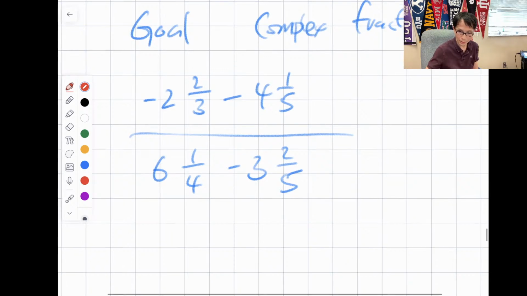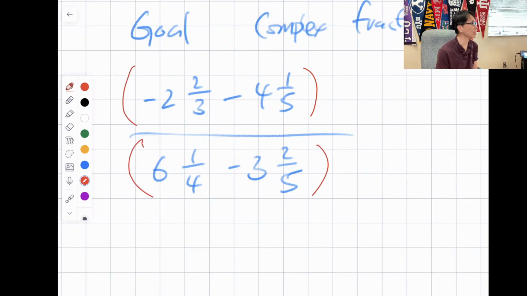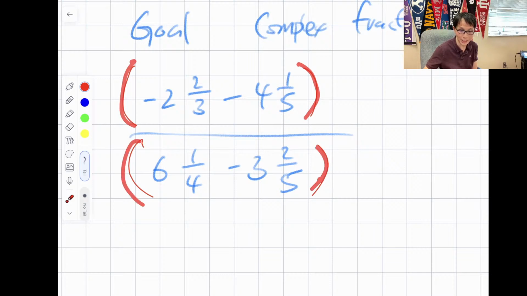There is a parenthesis in the numerator. There's a parenthesis in the denominator. They don't have to write it, but it's always there. That gives you the order of operations. That means you cannot divide this fraction by this fraction first. That'll be wrong. You'll be wrong in the first step. So this has a parenthesis here, and this has a parenthesis here.